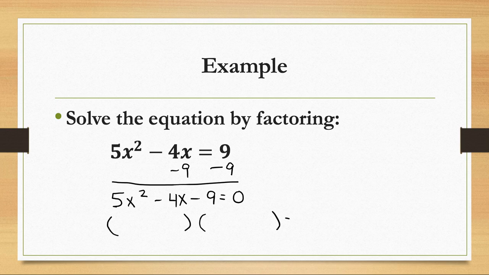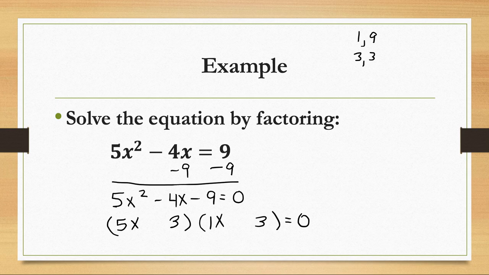When I look at my first terms, the only way to make 5x squared is going to be by multiplying a 5x times a 1x. So that part is fairly easy. Let's consider the 9 as the last term. So to make 9, I can multiply 1 times 9 or 3 times 3. And again, it's a little bit of a trial and error process here. You're going to pick a set of numbers. I'm going to go with the 3 and the 3. I'm going to plug them in, and I'm going to check to see whether that makes sense.